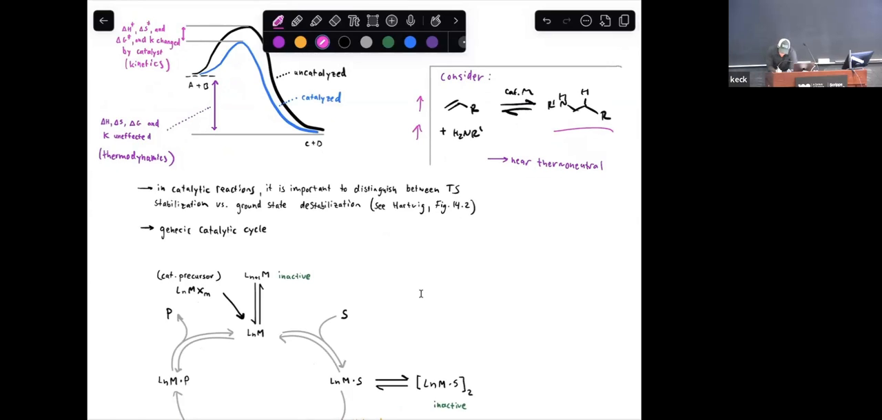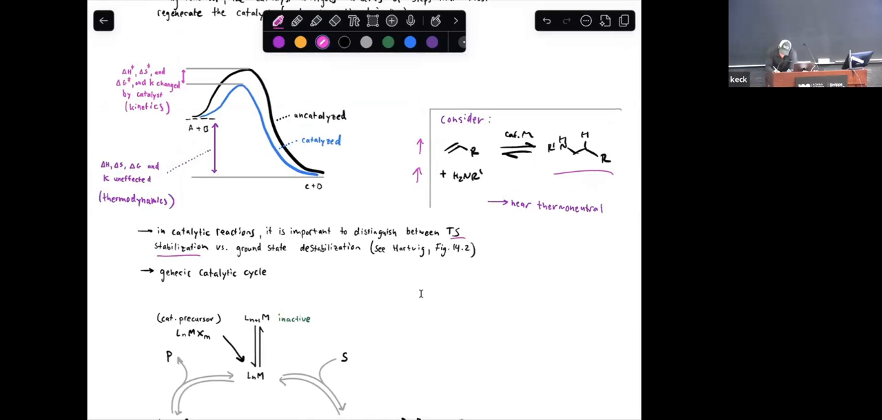There's two approaches essentially. One is the transition state stabilization approach, where we're affecting this key barrier and this level we're lowering, and the other is ground state destabilization, where we're affecting the barrier here by increasing the energy. So this is TS stabilizing, ground state destabilizing.